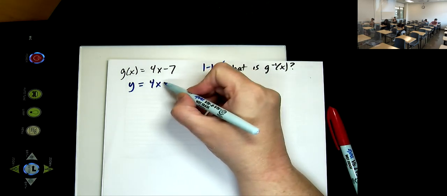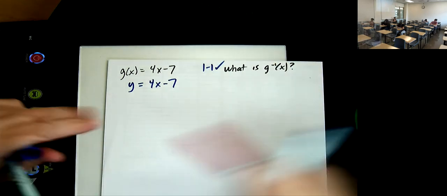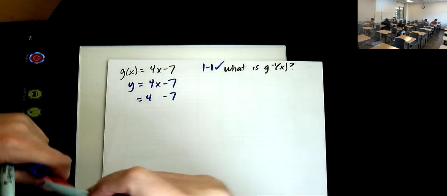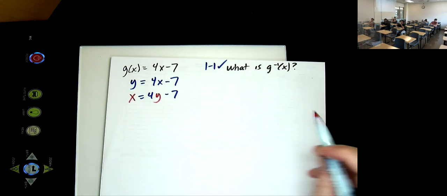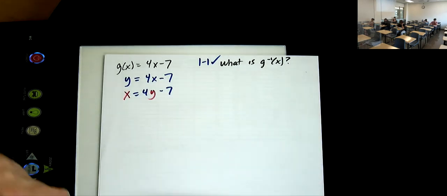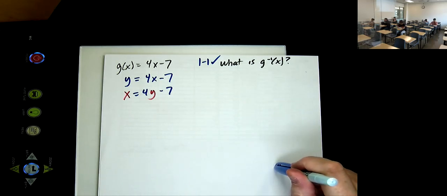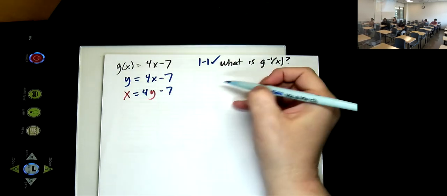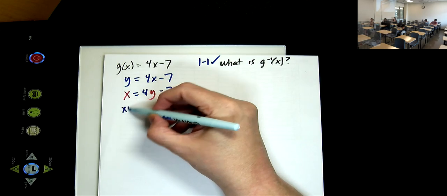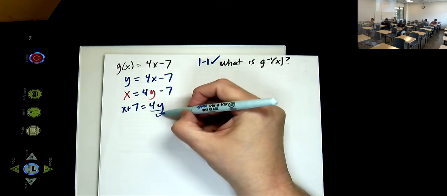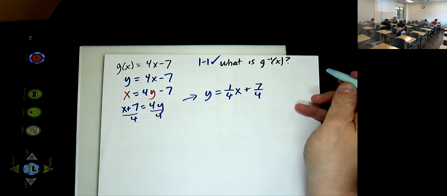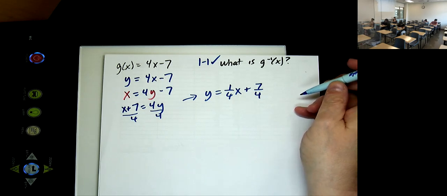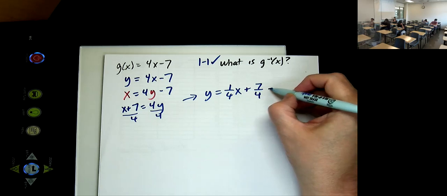So I'm gonna replace g of x with y. And then keeping everything else the same, I'm going to swap the positions of x and y. Y becomes an x and x becomes a y. Finally, I solve for y. I can do this by adding 7 to both sides, and then dividing by 4. And I get y equals 1/4 x plus 7/4. And finally, I'm going to replace y with g inverse.